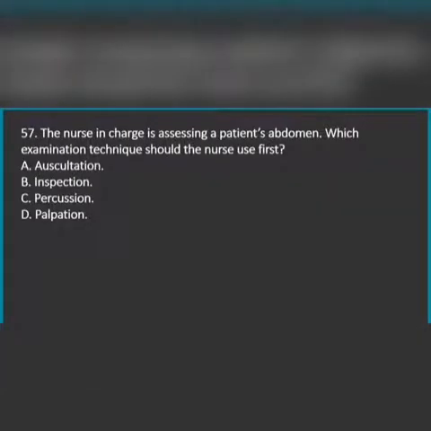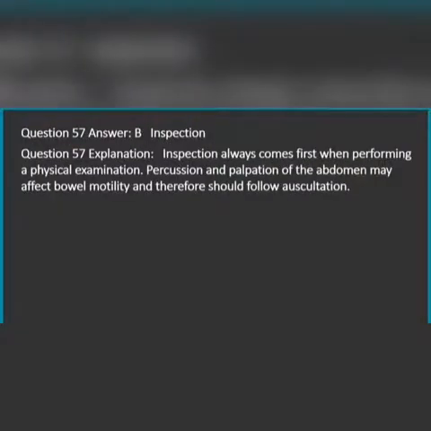Question 57. The nurse in charge is assessing a patient's abdomen. Which examination technique should the nurse use first? A. Auscultation. B. Inspection. C. Percussion. D. Palpation. Question 57. Answer: B. Inspection. Question 57. Explanation: Inspection always comes first when performing a physical examination. Percussion and palpation of the abdomen may affect bowel motility and therefore should follow auscultation.